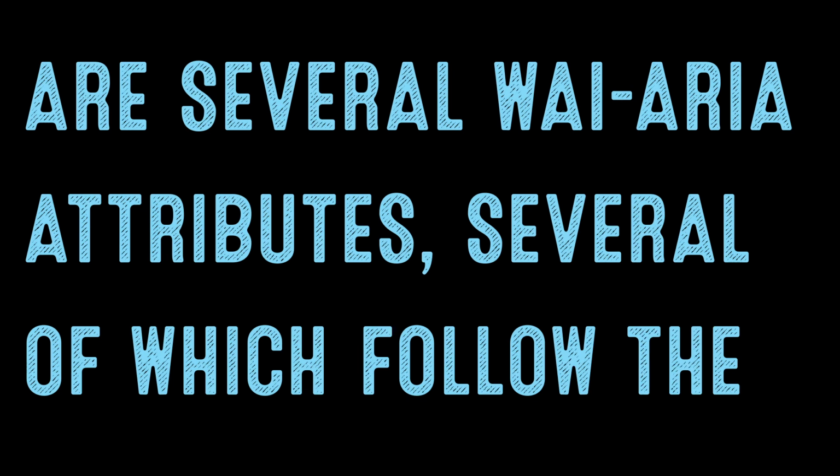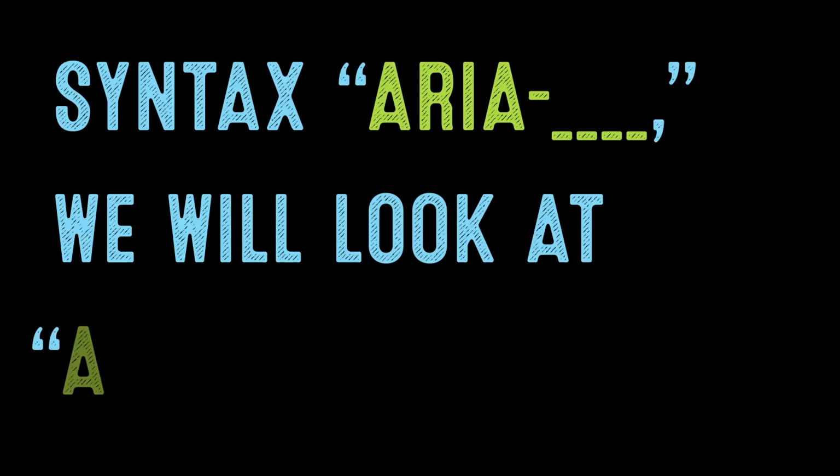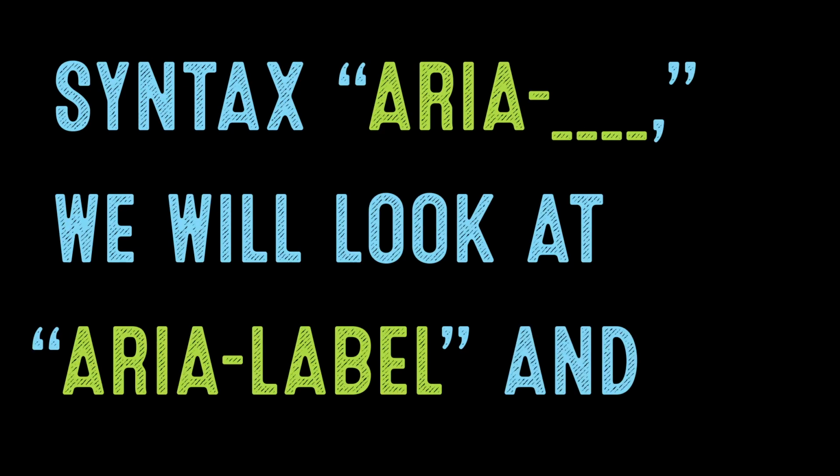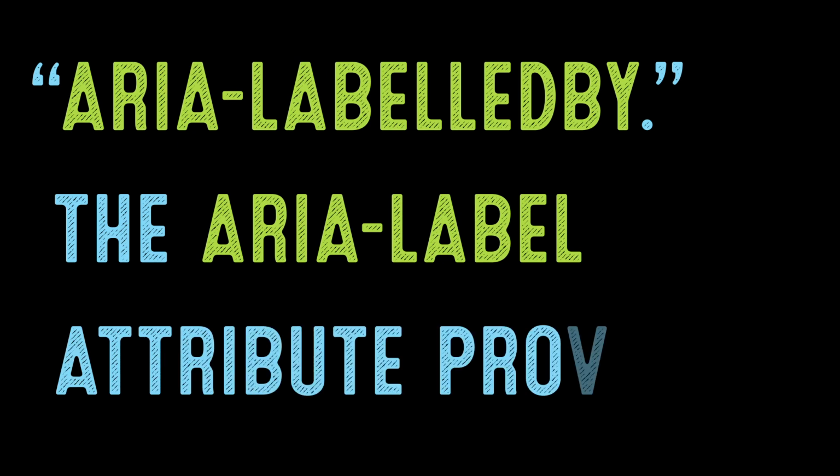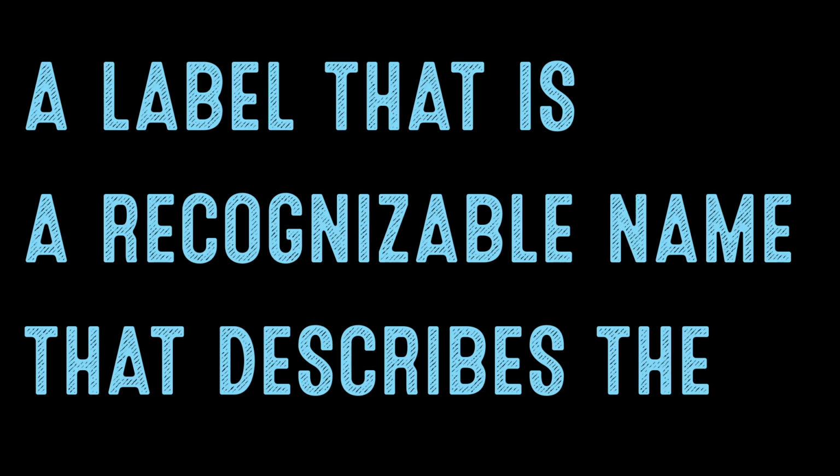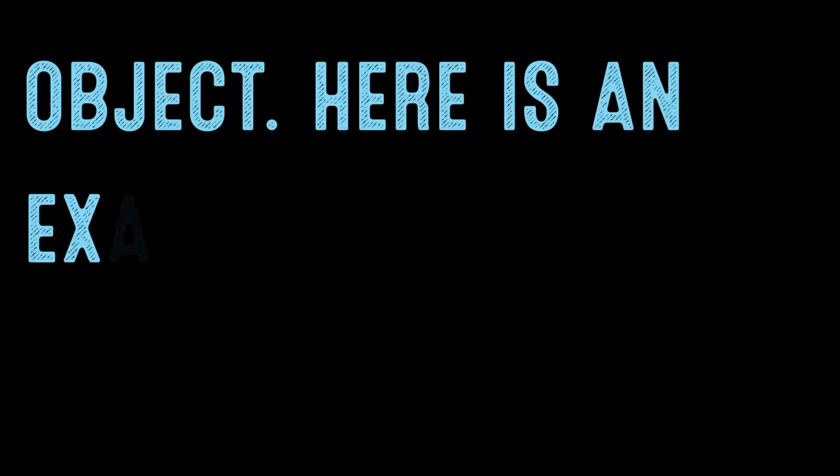While there are several WAI ARIA attributes, several of which follow the syntax ARIA-blank, we will look at ARIA label and ARIA labeled by. The ARIA label attribute provides a label that is a recognizable name that describes an object. Here is an example.